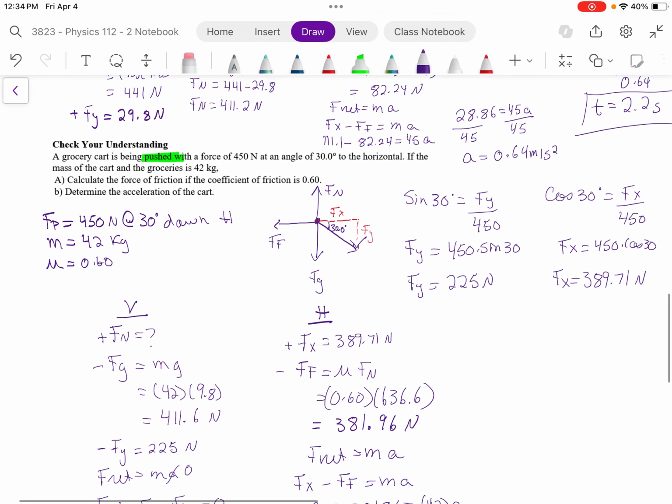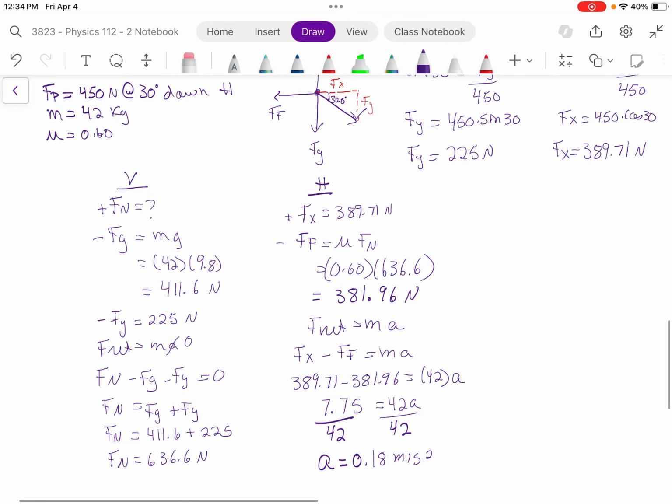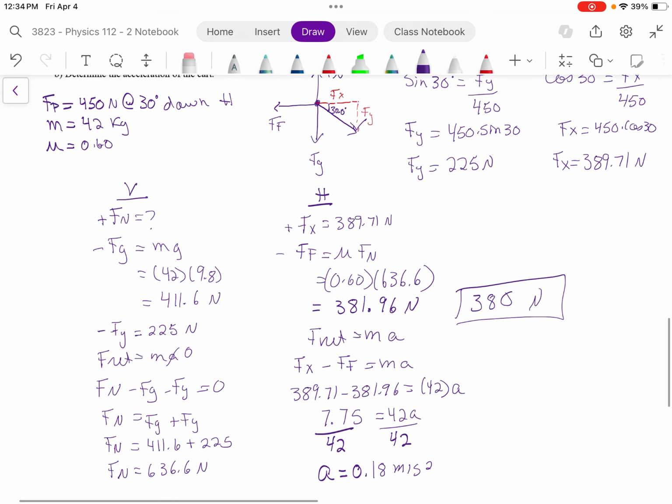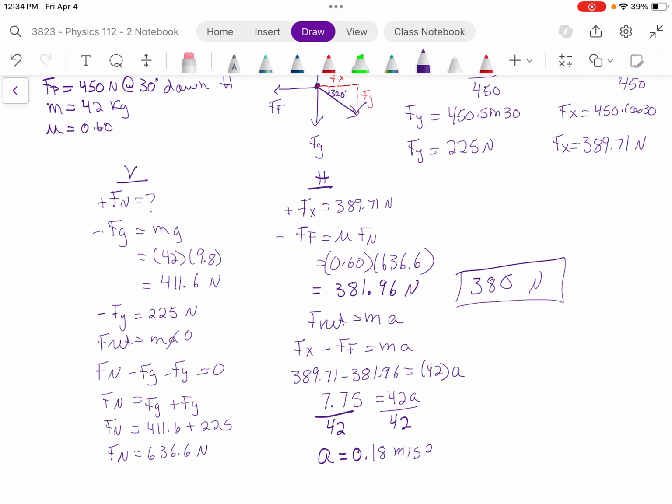So the question asked us to calculate the force of friction, which we did. It's going to be 2 sig figs, so 380 newtons for our force of friction. And it asks us to determine the acceleration of the cart. And so the acceleration of the cart is here at 0.18 meters per second squared.